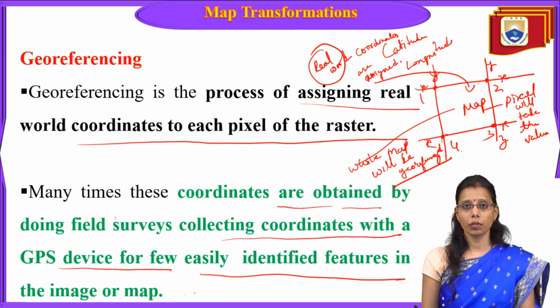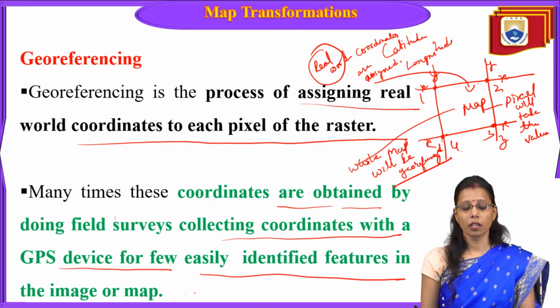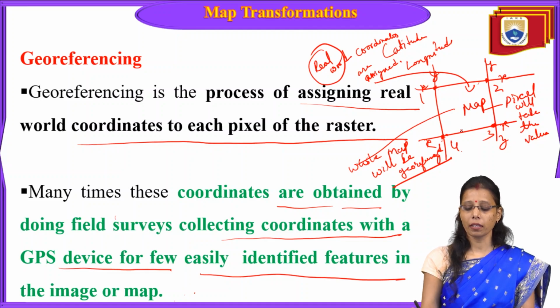A number of satellites work for the GPS in space, providing the information to the GPS device. This information is real-world data, which is then transformed to a 2D map and assigned to the map. That is one process, and another process is that we directly take the topo sheet map.